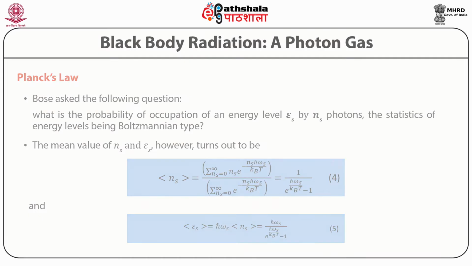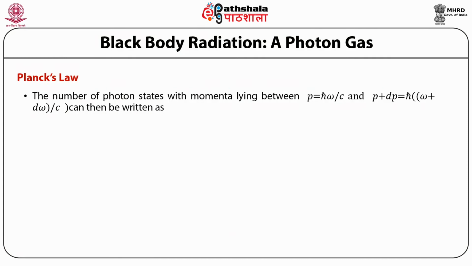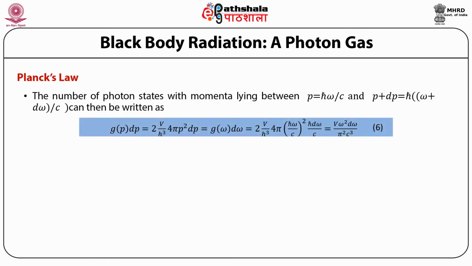The number of photon states with momenta lying between p equal to h bar omega upon c and p plus dp equal to h bar (omega plus d omega) by c can then be written as g(p) dp is equal to 2 times V upon h cube multiplied by 4 pi p square dp, which is equal to g(omega) d omega is equal to 2 times V upon h cube 4 pi (h bar omega by c) whole square h bar d omega by c, which is equal to V omega square d omega divided by pi square c cube. Here, the factor of 2 takes care of two transverse polarization modes.